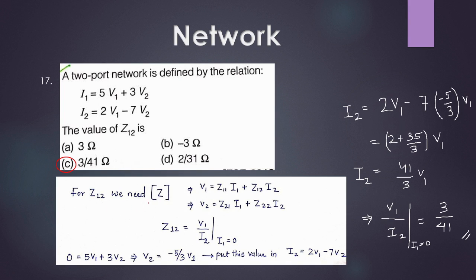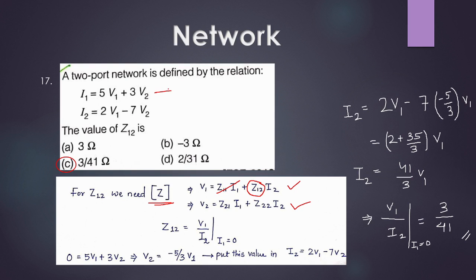We express the Z parameters like this: V1 equal to Z11 I1 plus Z12 I2, V2 equal to Z21 I1 plus Z22 I2. It is asking about the Z12 term. So how to find the Z12 term? Z12 will be V1 by I2 when I1 equal to 0. When I1 equal to 0, this term will vanish. So Z12 equal to V1 by I2.